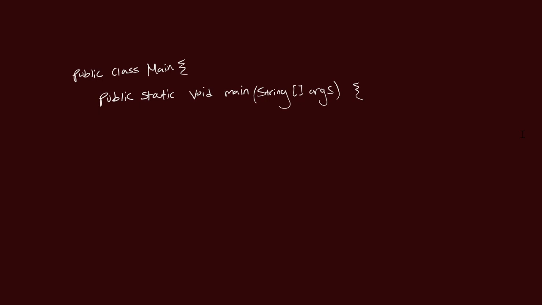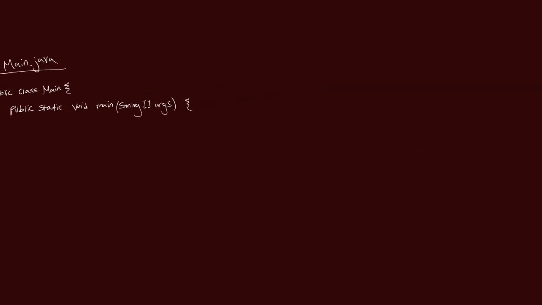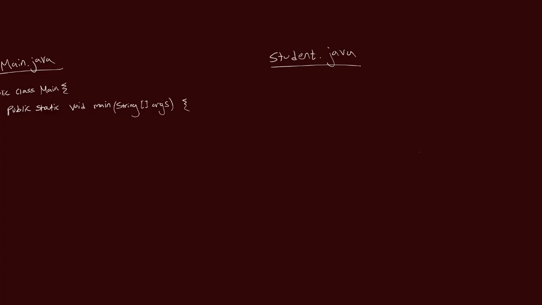Okay, so for this one, we're gonna write code. We're gonna create a separate class that has a student portfolio. We're gonna call this main.java, which is the file for the code underneath here, and then we're gonna create a separate file called student.java. So these two are separate files.